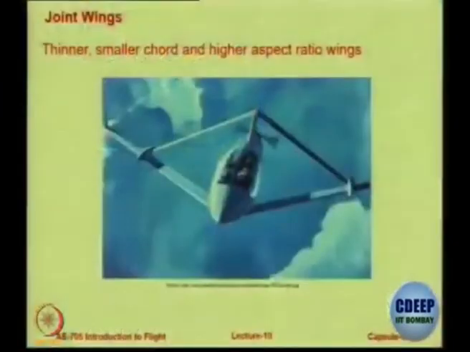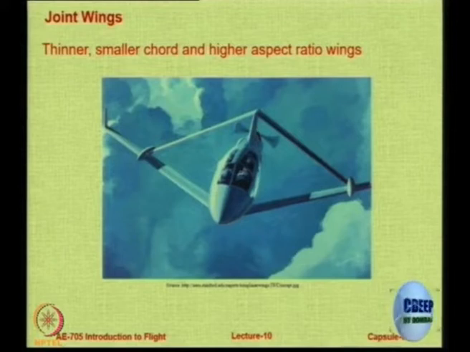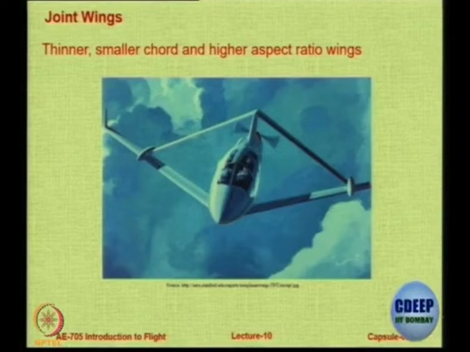Another example of reducing the drag of the aircraft is to join the wings to the tail. So structurally also you have a continuous structure, and it helps each other. Plus you have thinner wings, smaller chord and high aspect ratio. So it acts like some kind of a support.